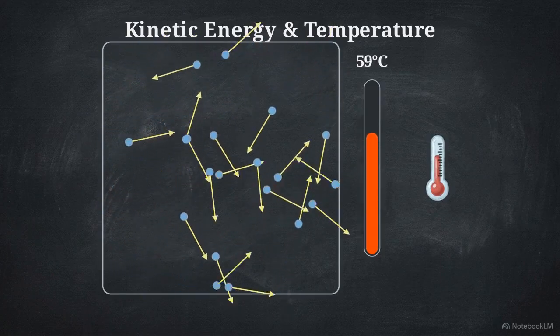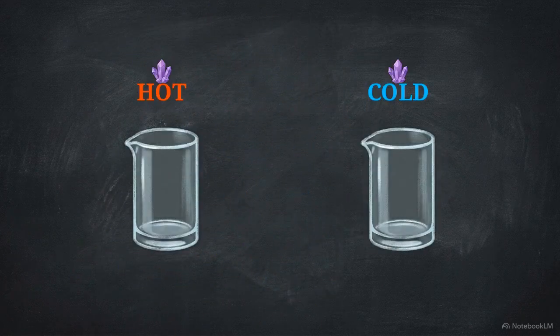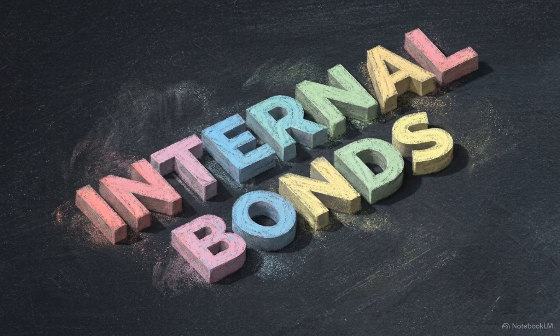This vector animation shows the direct mathematical relationship between thermal energy and particle motion. Notice how the velocity arrows lengthen dramatically as the digital thermometer beside them rises. If you drop a crystal of copper sulfate into hot water, it diffuses significantly faster than in cold water because the added heat directly increases the kinetic energy of the particles. But kinetic energy isn't the only factor at play.